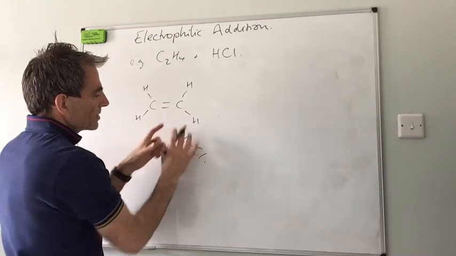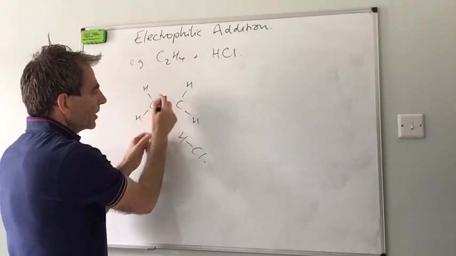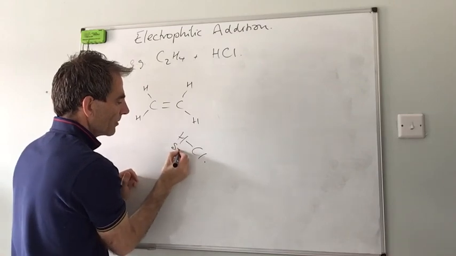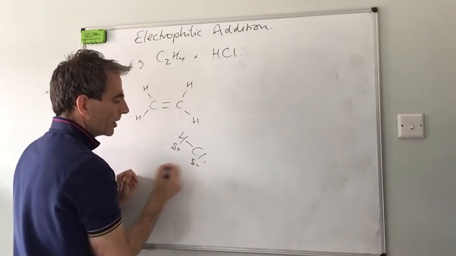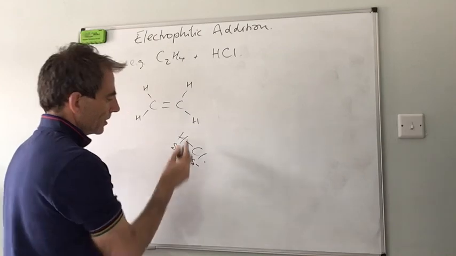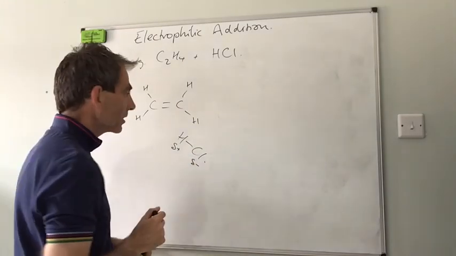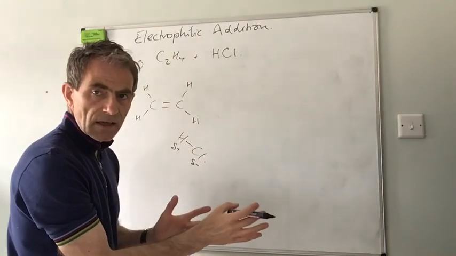So this doesn't need to be polarized by this carbon-carbon double bond. So the dipole's this way around. Chlorine's more electronegative than hydrogen, and so we've got the delta plus on the hydrogen, the delta minus on the chlorine. So I'm just going to rattle through this mechanism now.